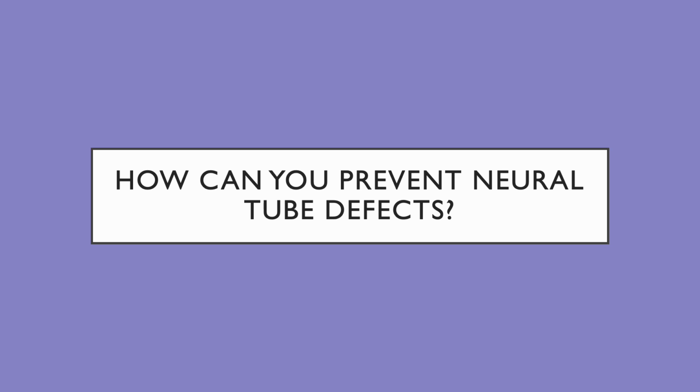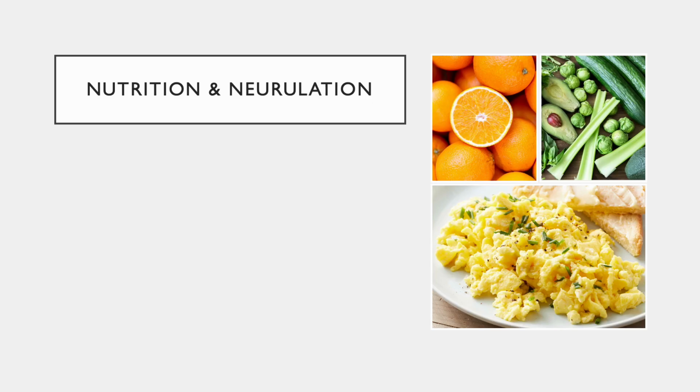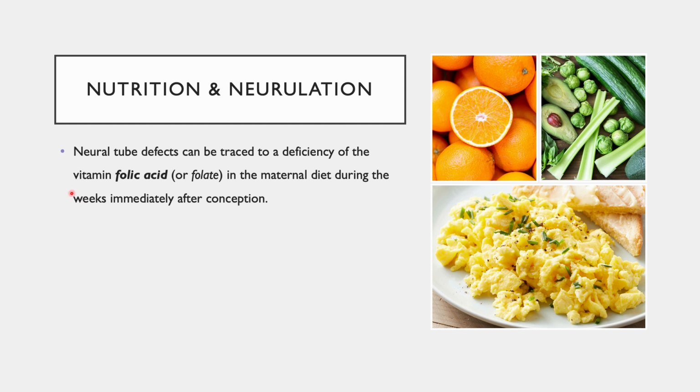So how can you prevent neural tube defects? Maternal nutrition plays a key role in successful neurulation, and that's because neural tube defects can be tracked to a deficiency of a vitamin called folic acid or folate. So this is occurring during the first few weeks of conception. We know that neurulation occurs about 17 days after conception. Most women don't even know they're pregnant during this time.